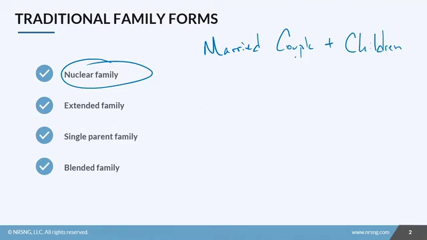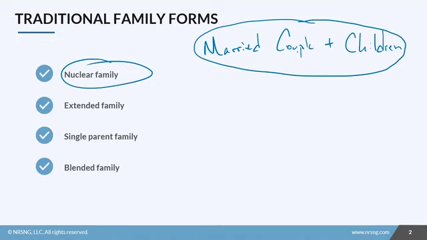And then you have the extended family. So you've got the nuclear family and then you have the extended family. So this is family members related, and they're outside the nuclear family. So these are aunts and uncles and grandparents. That's your extended family. Another type of family form that you're going to see is a single parent family.